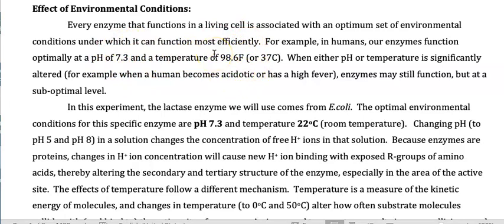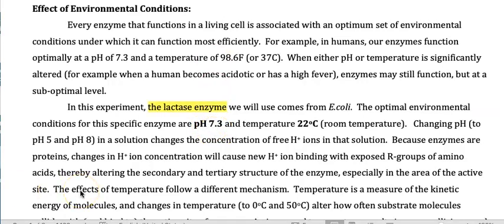Remember, we said that those are the optimal conditions for functioning, and that enzymes are capable of functioning at lower temperatures and higher temperatures within a particular range, lower pH and higher pH within a particular range, but that there is one optimal temperature and one optimal pH for particular enzymes in every organism.